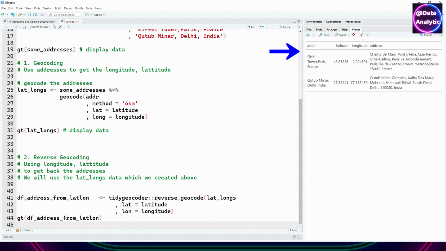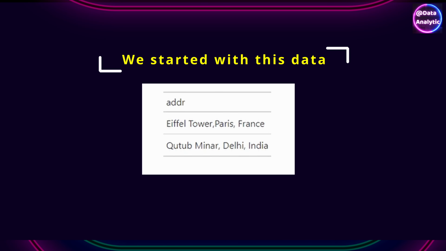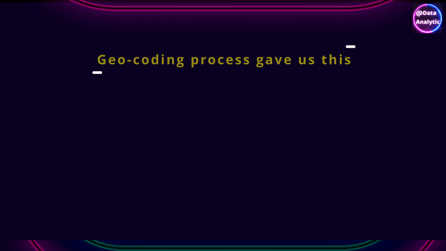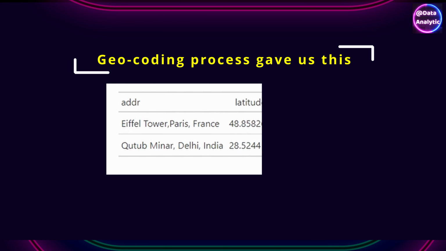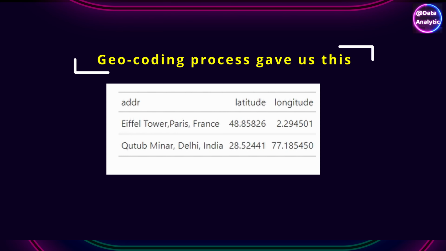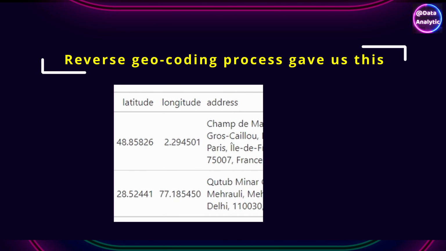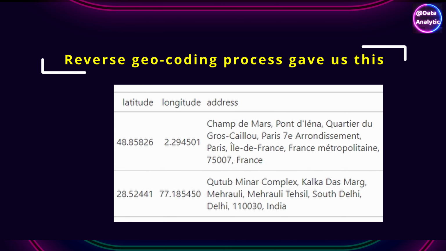So we started with the Eiffel Tower, Paris, and then we got its longitude, latitude, and then we also got the address. So this is what we started with because we didn't have the longitude and latitude of two locations. So using the geocoding process, I got its longitude and latitude, and we used the longitude, latitude as our input for reverse geocoding. So using these longitude, latitude, I got the complete address.